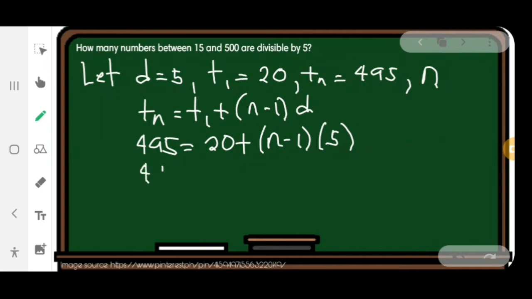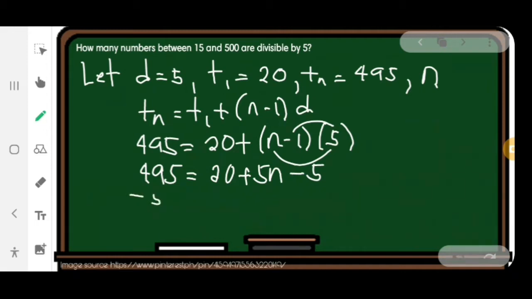So, copy 495 equals 20. And then let us multiply. N times 5 is positive 5n. The negative 1 times 5 is negative 5. Then you are going to combine like terms. So since our unknown is contained in the term 5n, we are going to transpose 5n to the left side of the equation. So since 5n here is positive, it will become negative 5n after we transpose it.